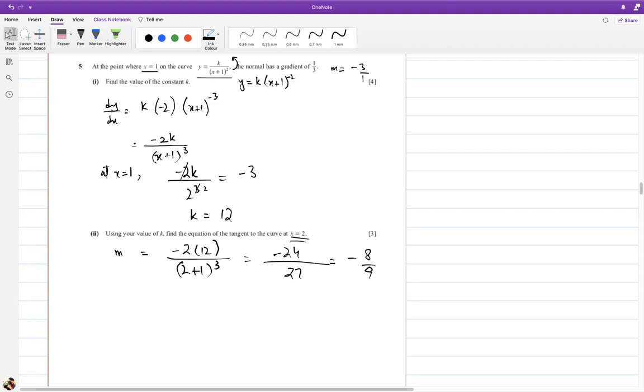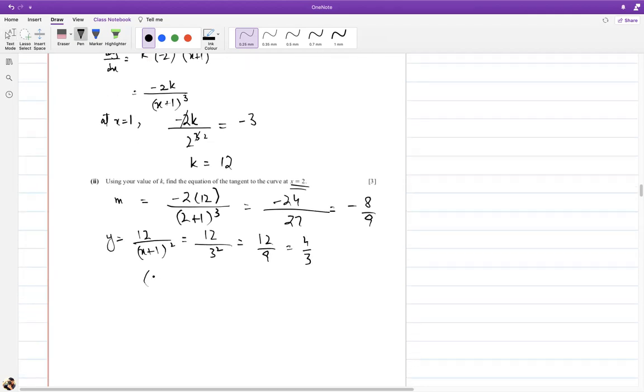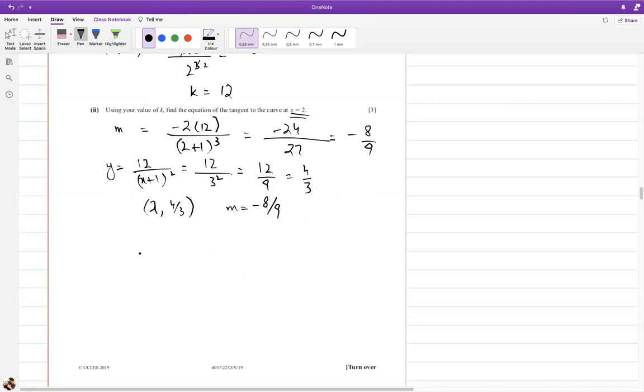The next part is to find the equation of the line. For the equation of a line, I need a point and I need a gradient. For the point, y is equal to 12 over (x plus 1) whole squared, because x is 2, so I'll get 3 squared, which is 12 over 9, which is 4 over 3. So I have a point, which is (2, 4 by 3), and I have the gradient, which is minus 8 by 9.